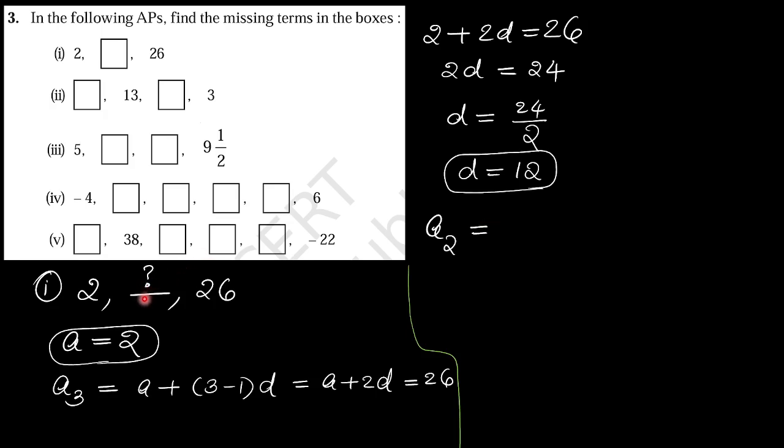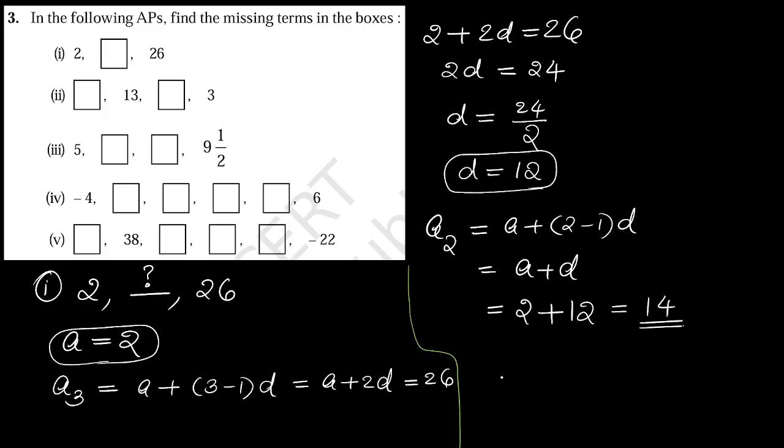The second term I want. The formula is an equal to a plus n minus 1 into d. So the second term is a plus d. As per the formula, the second term is a plus d. The second term is our question. So a is what? A is 2. Common difference is 12. 14 is our answer. Yes.